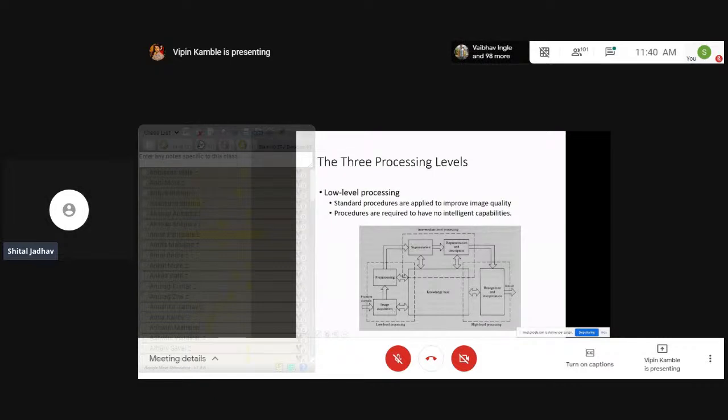So in low level processing, you only need to capture the image and do a small amount of pre-processing. Let's say remove the minor noise that might be present, especially the sensor dependent noise like Poisson noise, which might be present. So this is the low level processing, which comes under image processing.